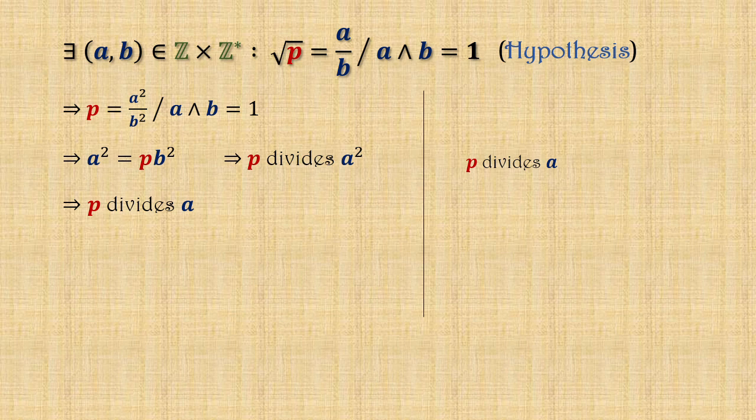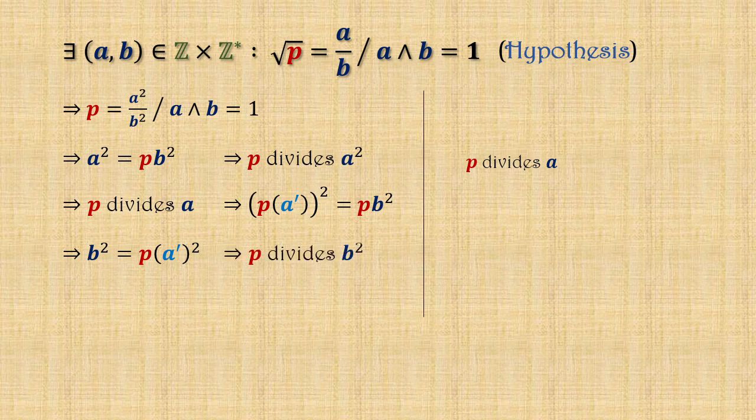From this last assertion, and by replacing a by p multiplied by a prime, such that a prime is an integer number, as a is a multiple of p, we would have p multiplied by a prime, all square, equals p multiplied by b square. When we simplify this equality, we would have b square equals p multiplied by a prime square. So, p divides the square of b, which means that p divides b. Let's also write this result aside.